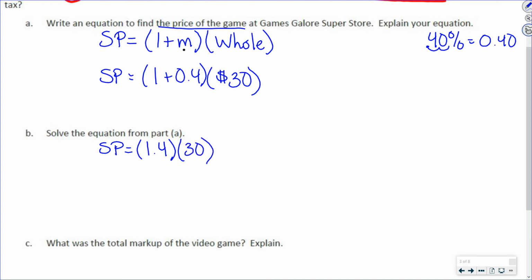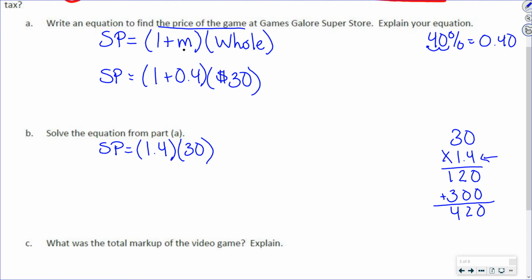Now, if you got your calculator or you're watching this on your computer, you can pull up your calculator. If not, remember, it's 30 times 1.4. 4 times 0 is 0. 4 times 3 is 12. I'm moving to the next place value, so that means I have to add a 0 for a placeholder. 1 times 0 is 0. 1 times 3 is 3. Now I add: 0 plus 0 is 0, 2 plus 0 is 2, 3 plus 1 is 4.